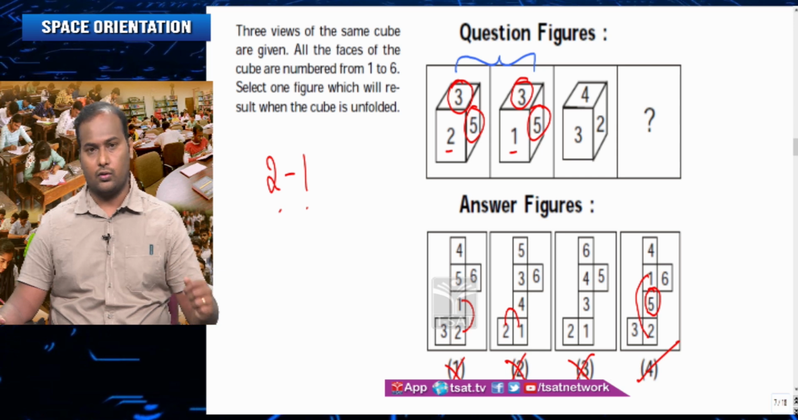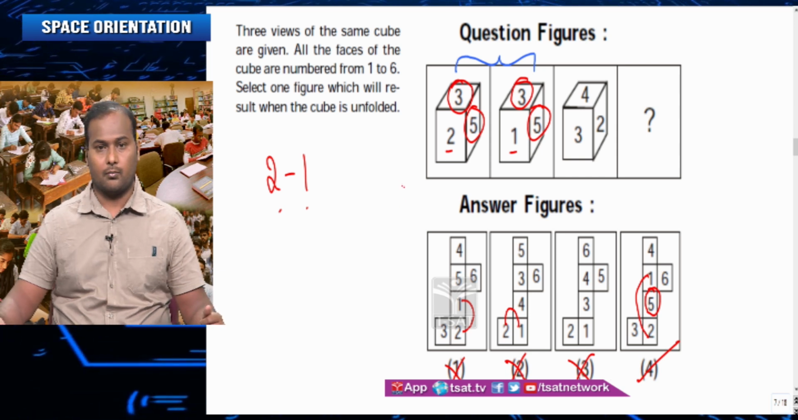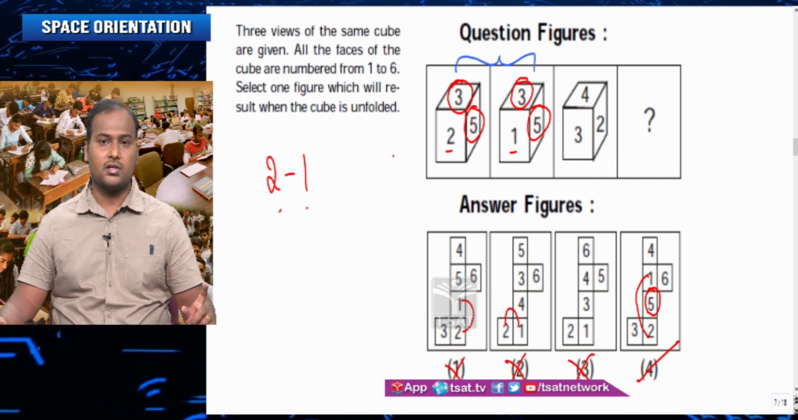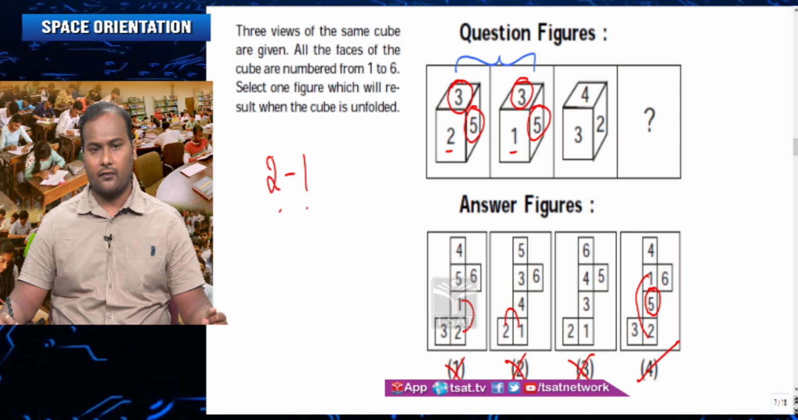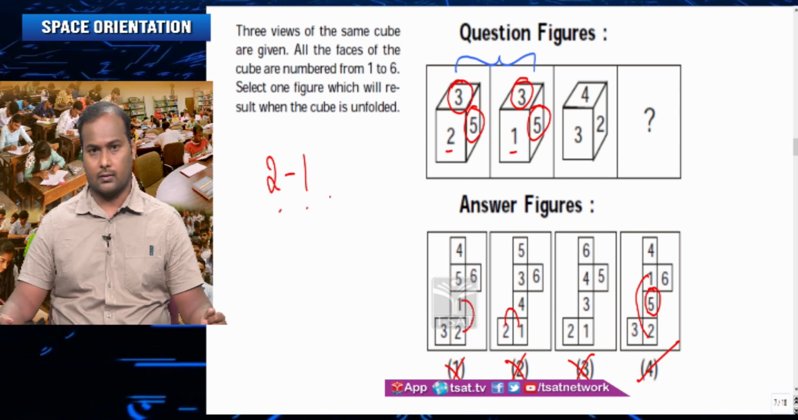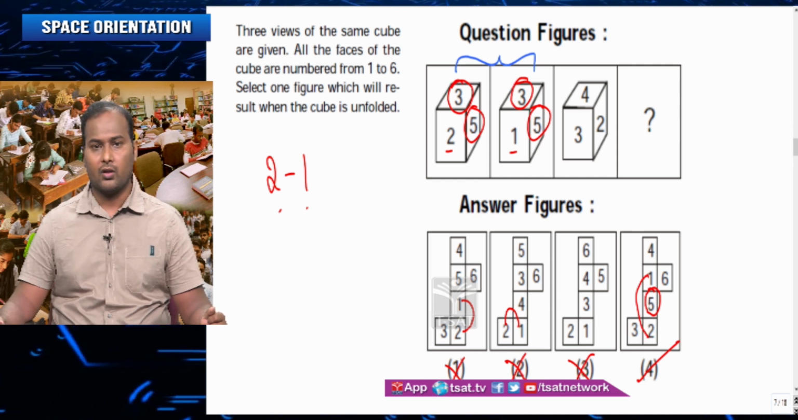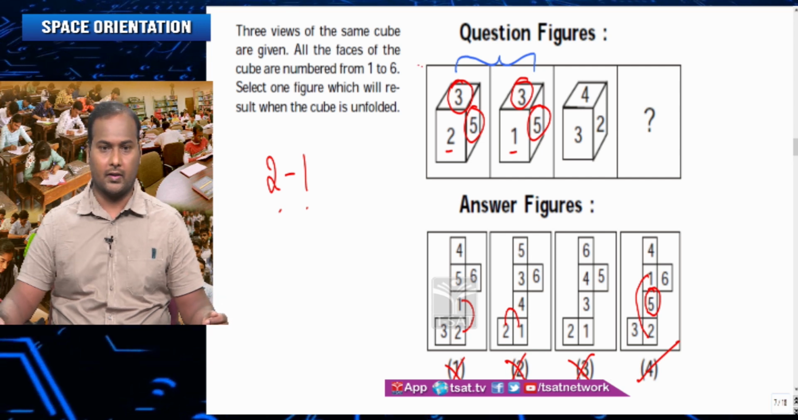Let's try to continue this particular question a bit further, to find out the opposites of all the faces. Now I find out only 2 and 1. Once I find out 2 opposite is 1, I got the answer. So in the examination you should do like this.